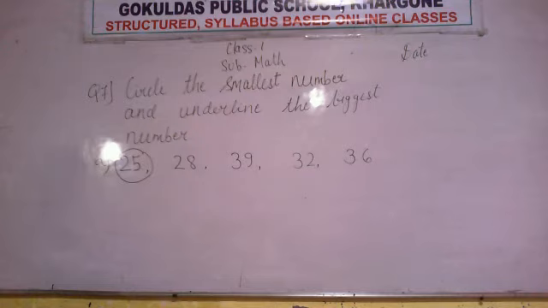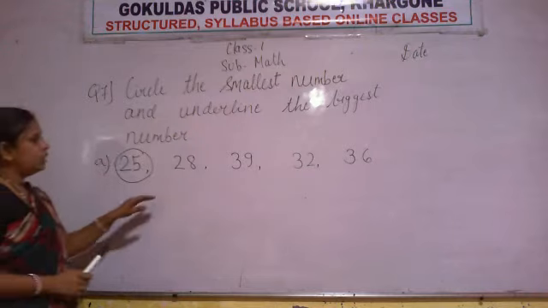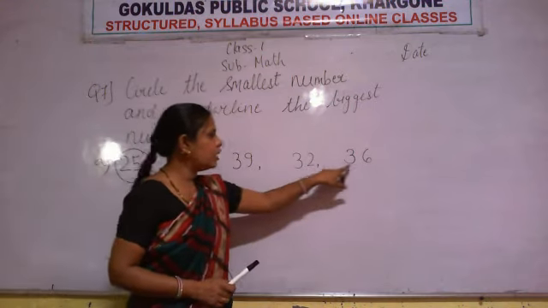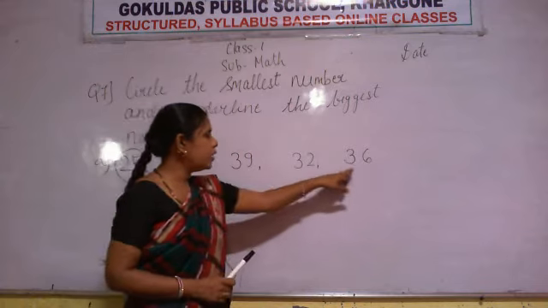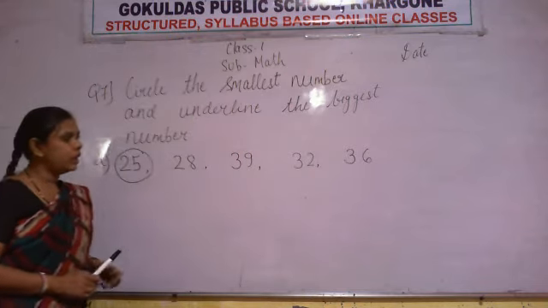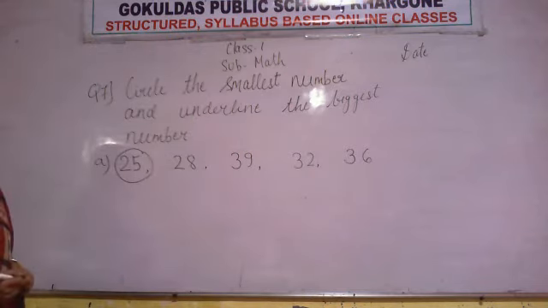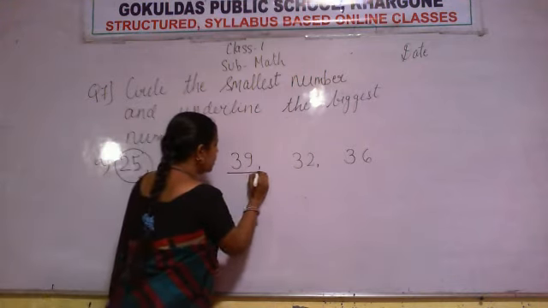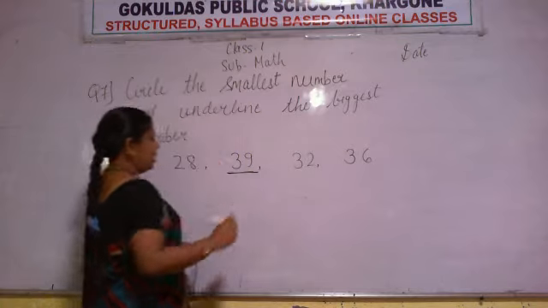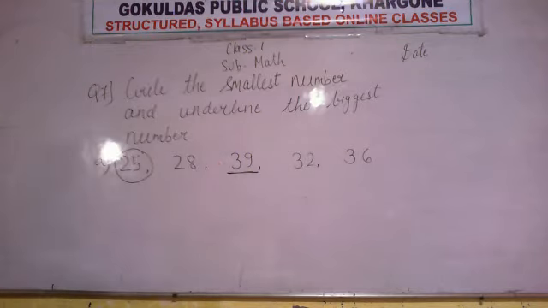Now identify the biggest number. Which is the biggest number among 39, 32, 36 and 28? The biggest number is 39. So what we have to do is underline the biggest number. In this way you have to write the answer. You have to circle the smallest number and underline the biggest number.